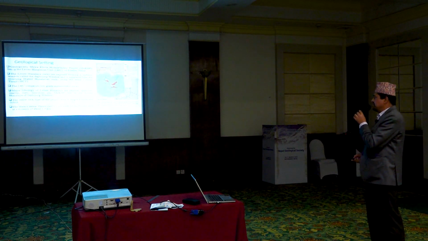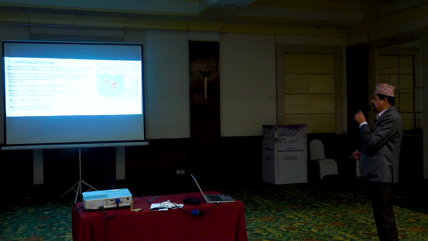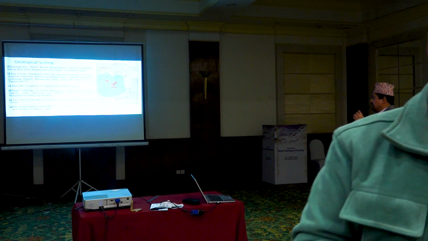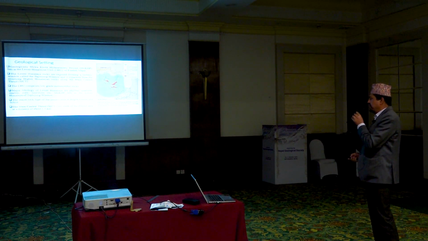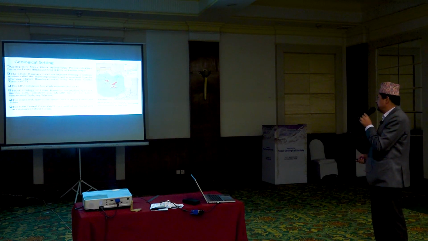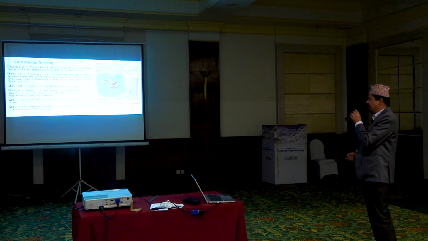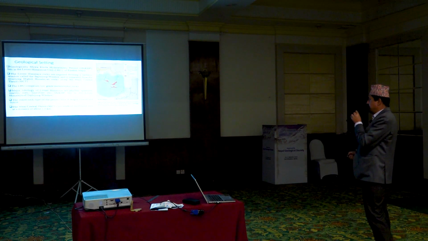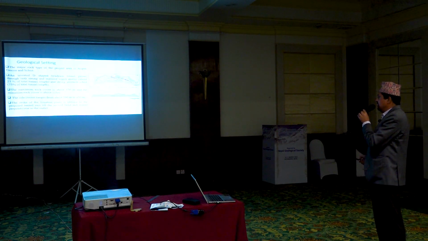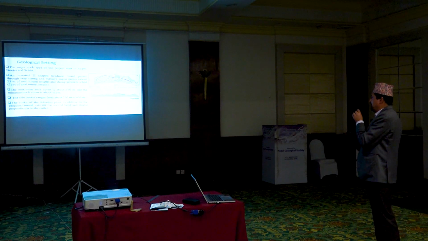Geologically, this project lies in the Central Himalaya and in the Kathmandu window. The main rock types that we encounter in the project area are gneiss and schist, and the MCT lies 1.5 kilometer above the project area. This is the location of the project area. This is the surface geological mapping, and this is the cross section of the tunnel.